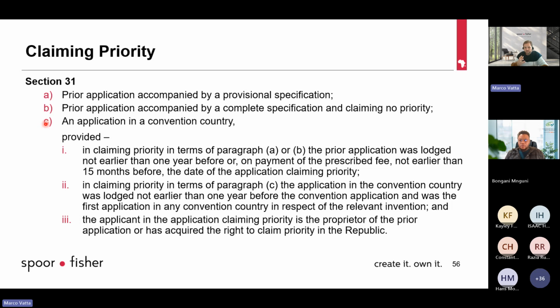So if a complete application was filed in the first instance, you can still claim priority from that application as well. And that might happen in an instance where you filed the complete patent application and you have made further developments to that invention and you now wish to protect those developments as well, then you can claim priority from that first filed application and introduce that new matter into the further filed complete while still benefiting from the priority date for everything else that was already disclosed.